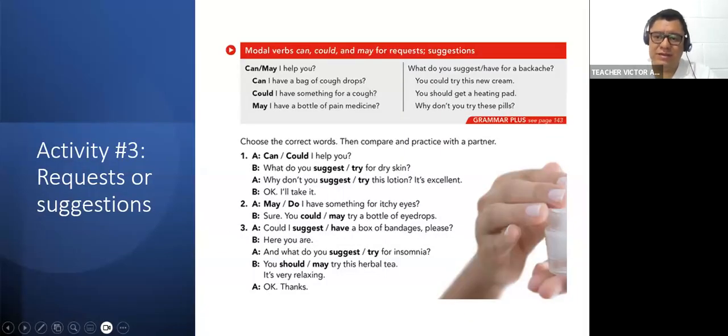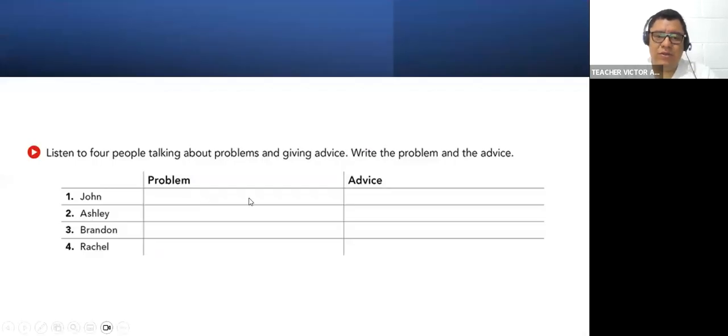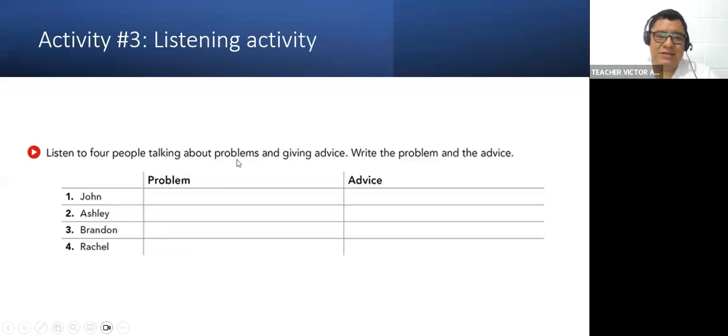Great job, guys. Okay, now let's continue. The next activity that I have for you guys is a listening activity. We've been working a lot with listening. Tomorrow we will work with reading. In this listening activity, you're going to listen to 4 people talking about problems and giving advice. Remember, advice means recommendations. Write the problem and the advice. That's what we need to pay attention to.